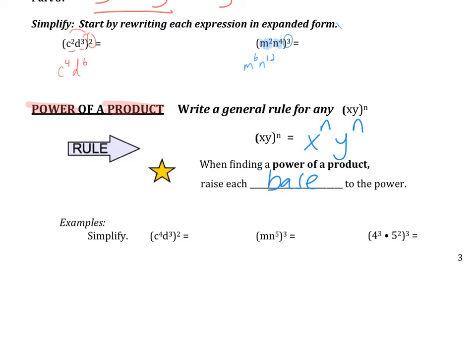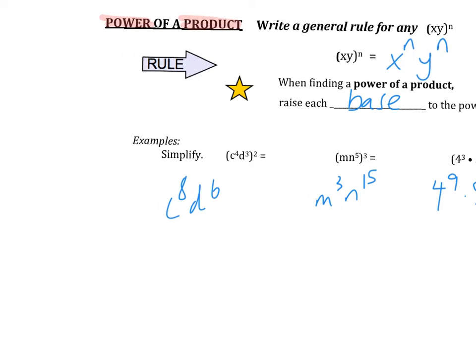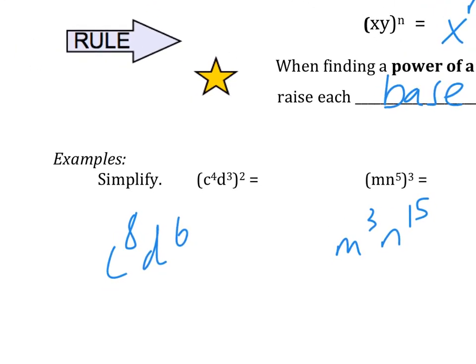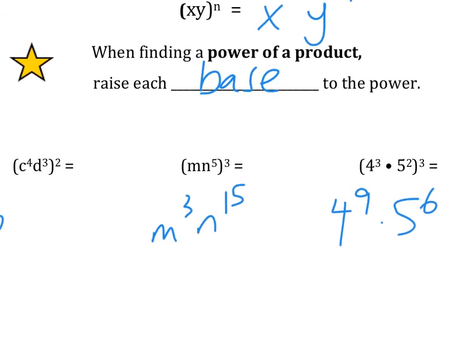Try those examples on the bottom, pause this video, and then resume it to see the answers. Here are the solutions to those examples on the bottom. This one was just like the examples we did. You just multiply 4 times 2 to get 8, 3 times 2 to get 6. Now, what about this one? It's a little different. I imagine some of you may have missed this one.